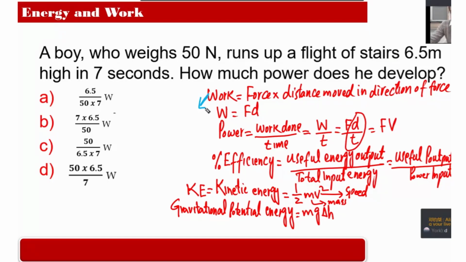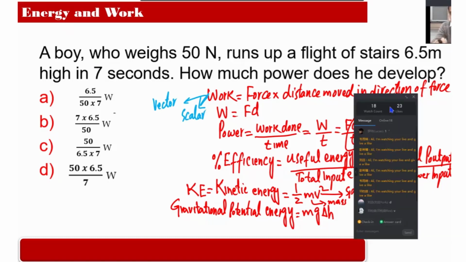Is work a scalar or is work a vector? Please tell me, is work a vector or is work a scalar? Type here, is it scalar or is it vector?